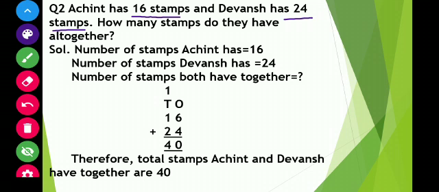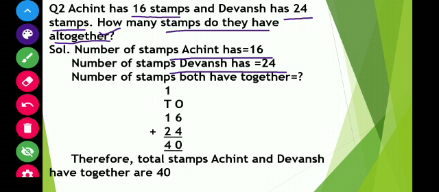Number of stamps Achint has is equals to 16. Number of stamps Devansh has is equals to 24. After writing the given information, you will write what you have to find in the question. You have to find how many stamps do they have altogether. Altogether, again this word. The meaning of this word is you have to add 16 and 24. You have to add the number of stamps with Achint with the number of stamps with Devansh.